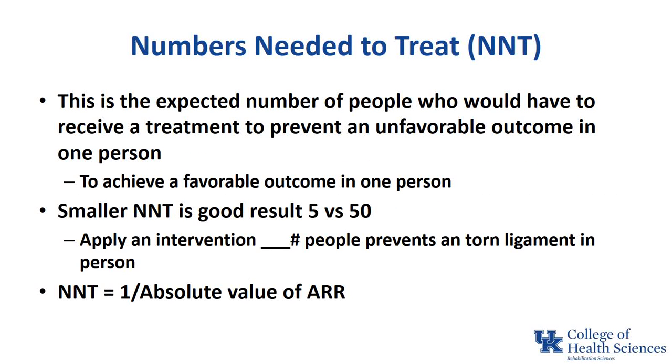The other thing that is often reported in intervention studies is number needed to treat. This is the expected number of people who would have to receive a treatment to prevent an unfavorable outcome, or said oppositely, it's how many people you need to treat to get a favorable outcome in one person.